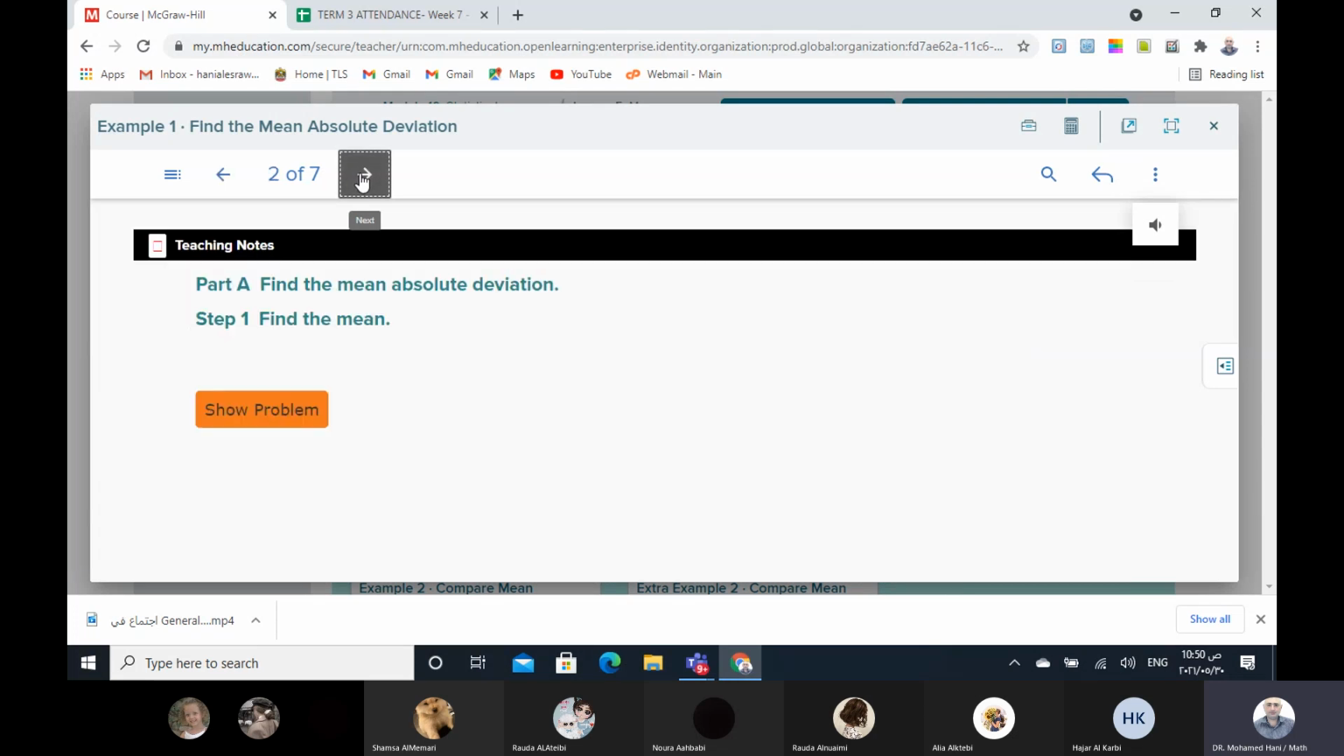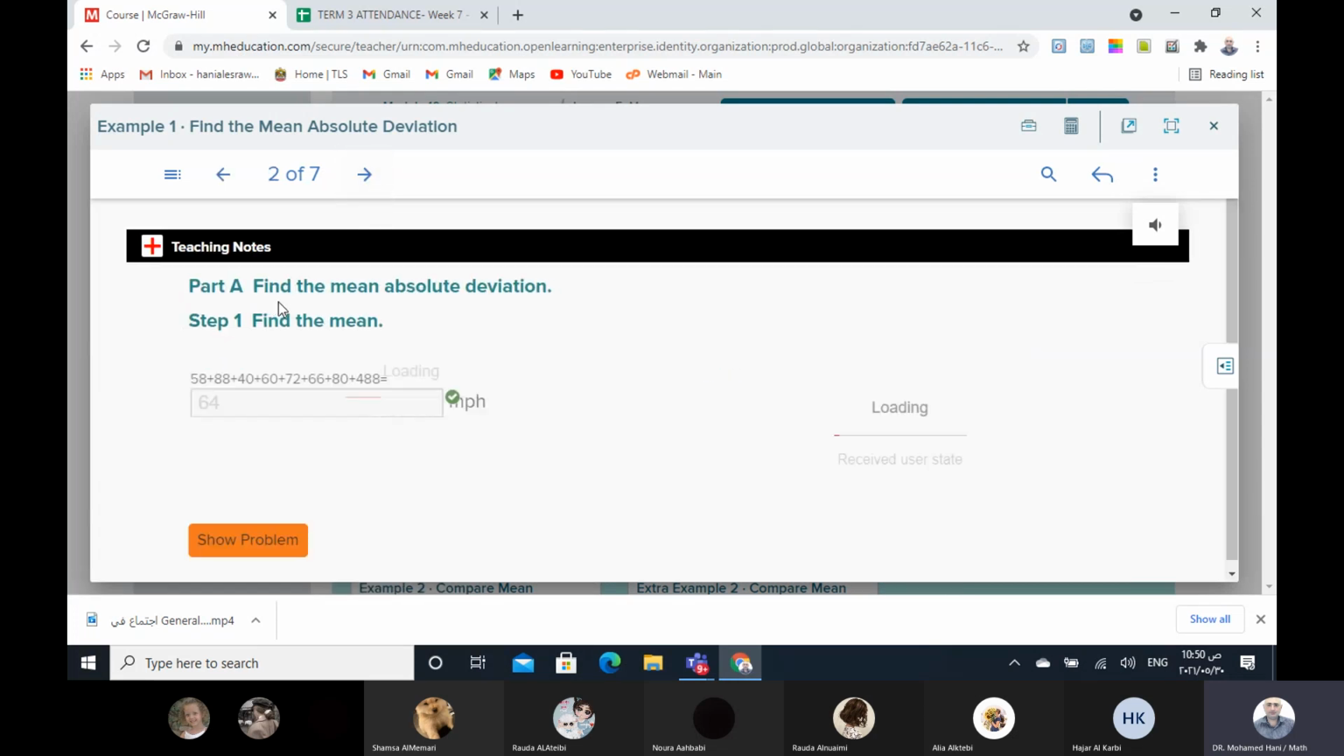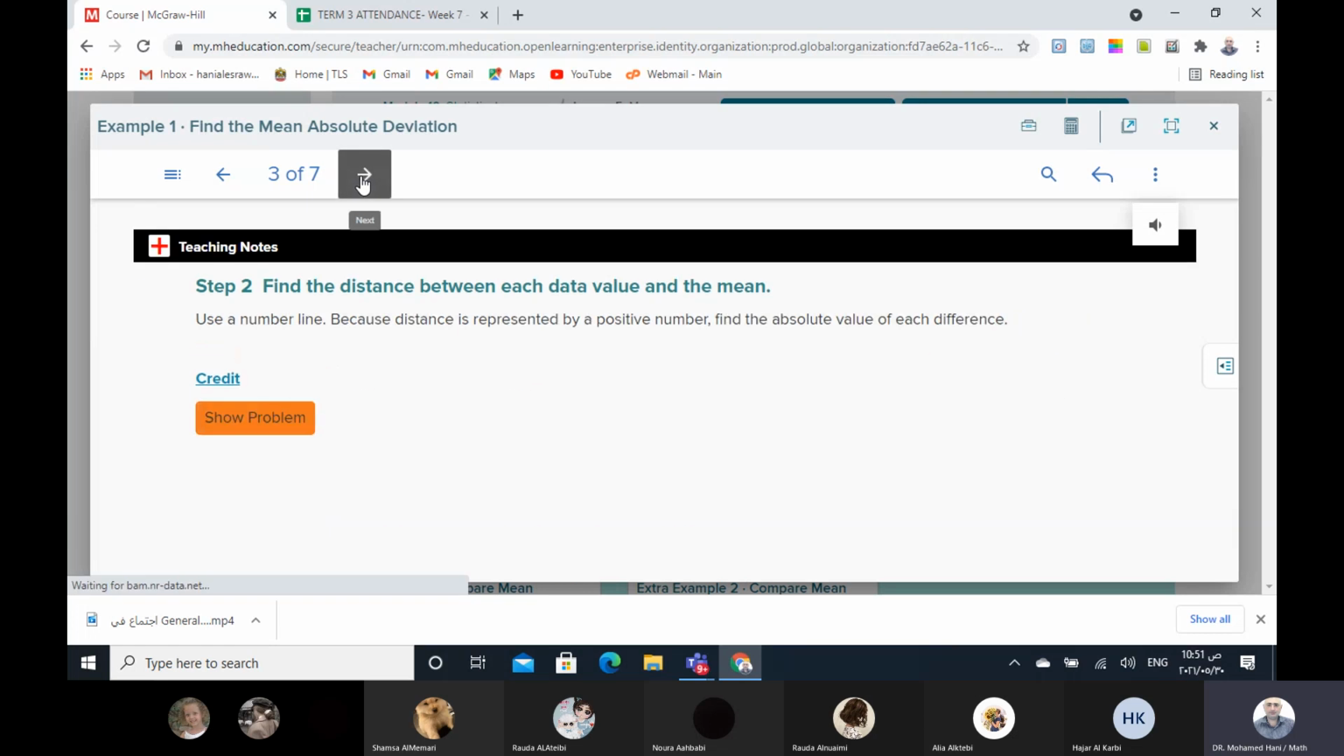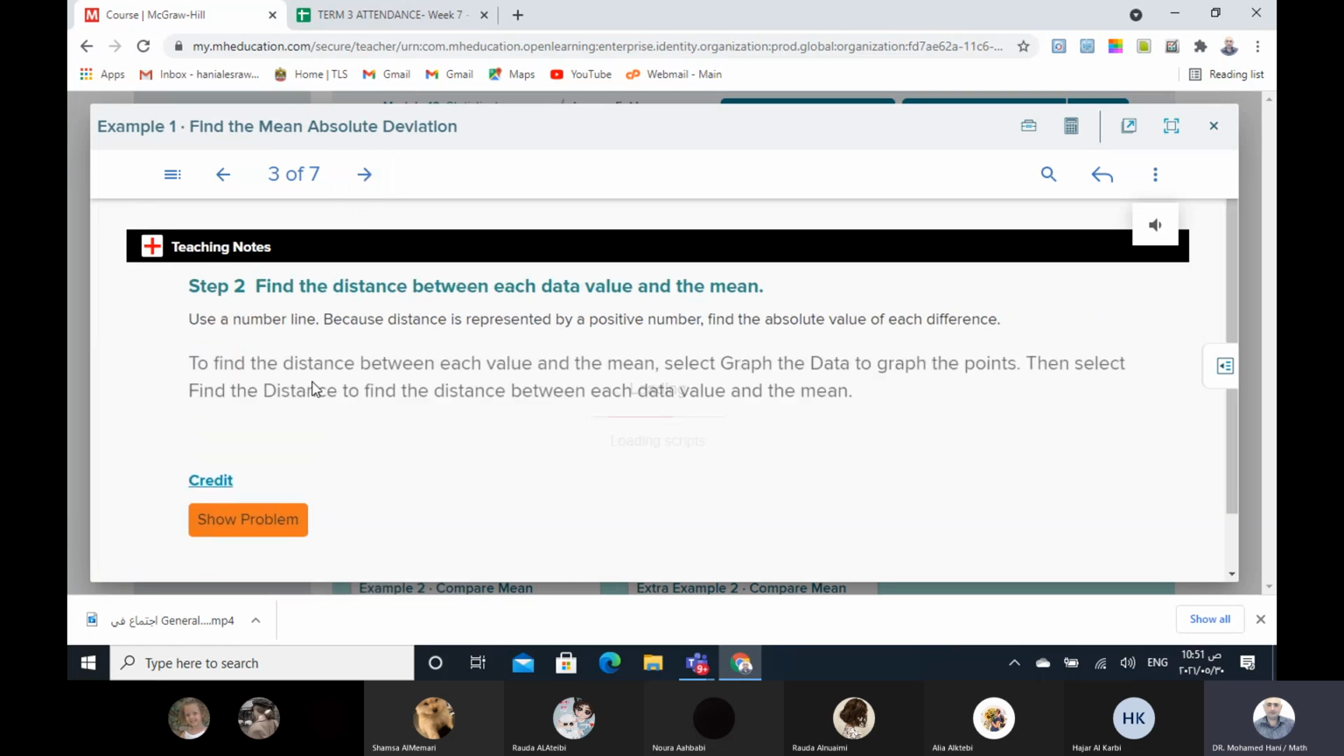Listen to me for this example. The first step, find the mean. Take all the numbers inside this data, divide by the total numbers. We have 8 numbers, so divide by 8. The answer will be 64. Then find the distance.